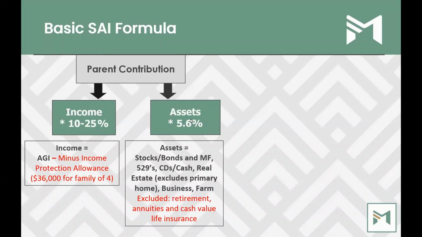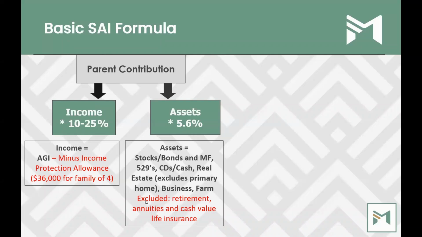Now, they're also going to look at your assets. Your assets include everything. Stocks, bonds, mutual funds, 529 accounts are a parent asset, CDs, cash, real estate, excluding the primary residence. If you are filling out the FAFSA, the federal methodology, the primary residence home equity is not included as an asset to pay for college. Small businesses they are now requiring small business valuation in addition to farms. They're going to take all of that and assess it at 5.6%.